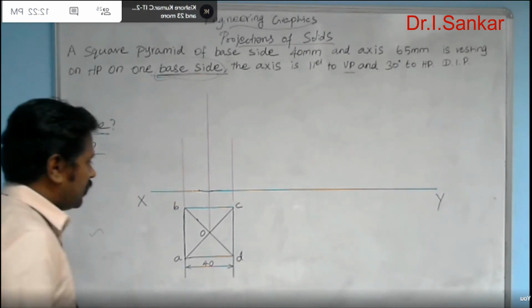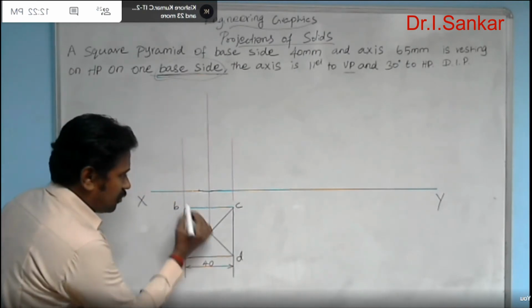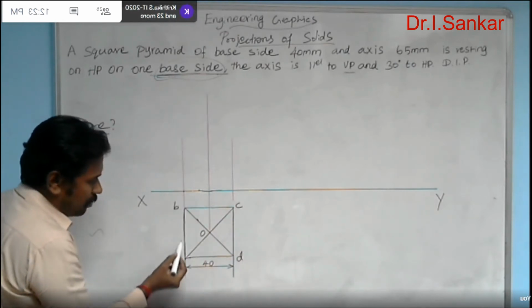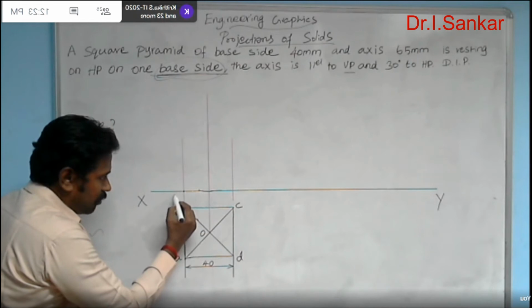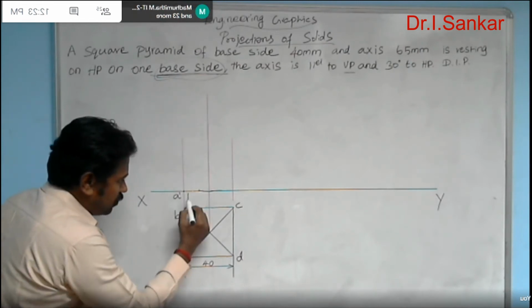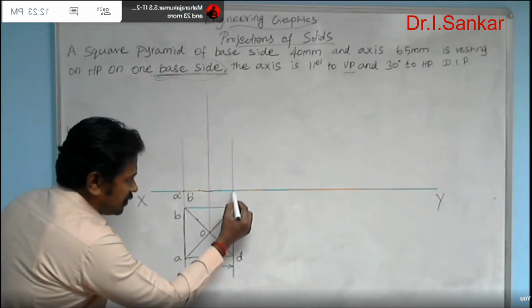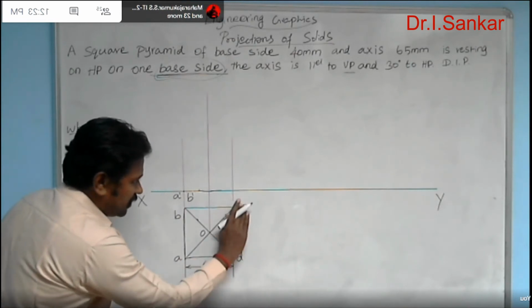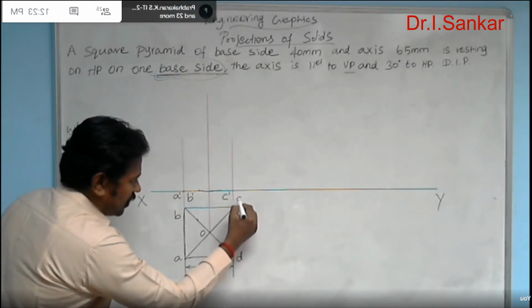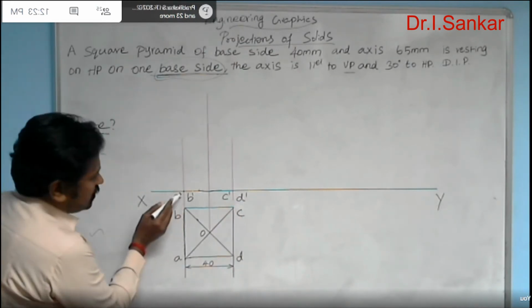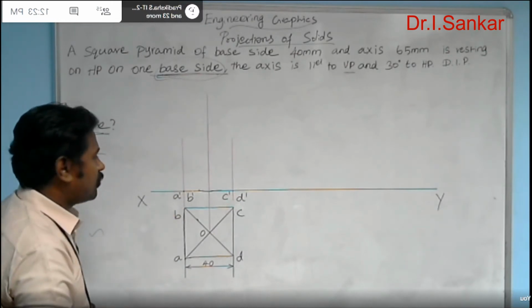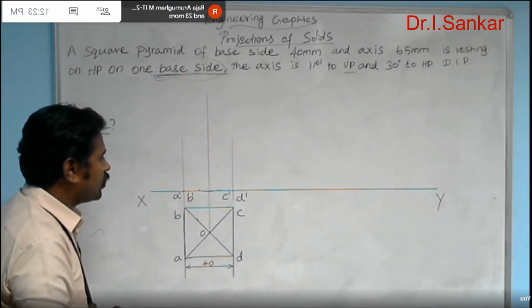It is a pyramid. The base corners can be marked in line with the XY line. So here this projector is common for A and B. There I can mark A dash and B dash, and here this projector is common for C and D. So here I can mark C dash and D dash. So at a single point we have two corners, two names. So definitely one needs to go inside the bracket.